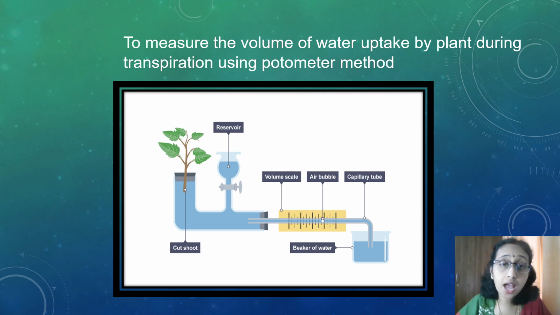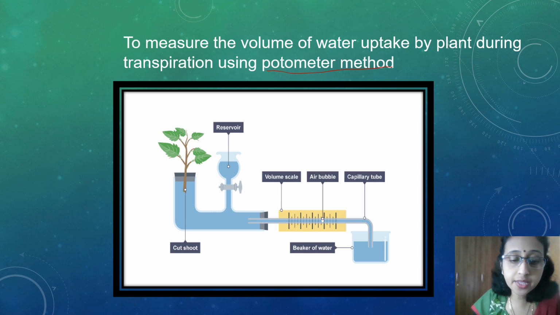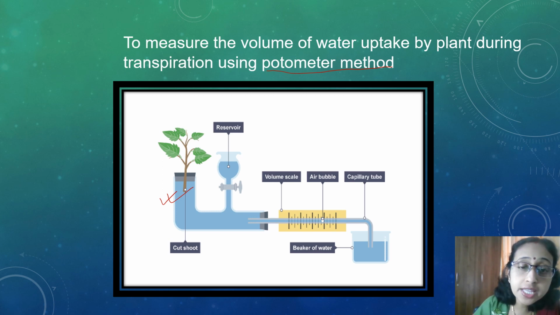Now here is the last and the most important experiment, to measure the volume of water uptake by the plant during transpiration using the potometer method. So this is Ganong's potometer. So what are the things here? The potometer, such as Ganong's potometer, which I have taken here, is a device made up of glass, and it is used to measure the rate of transpiration by a leafy shoot.